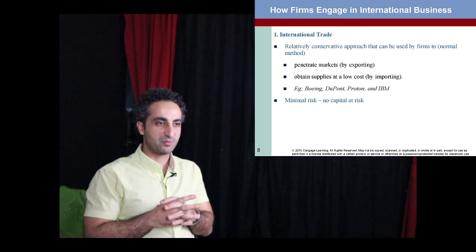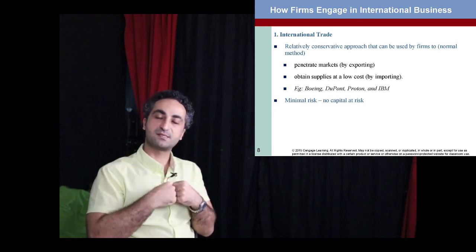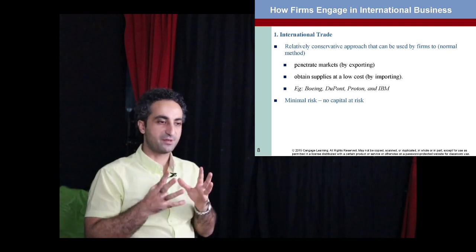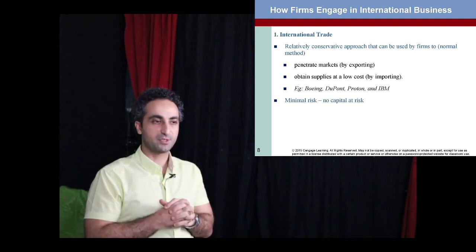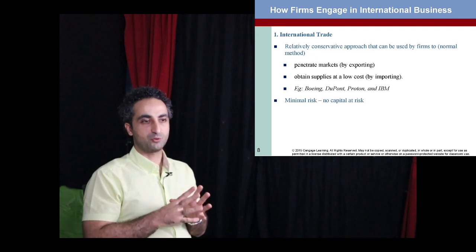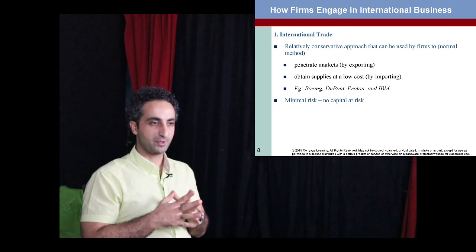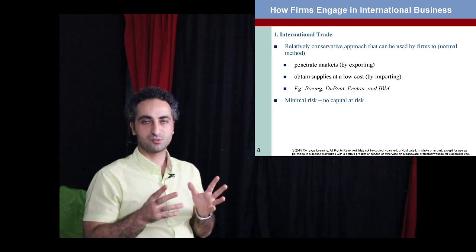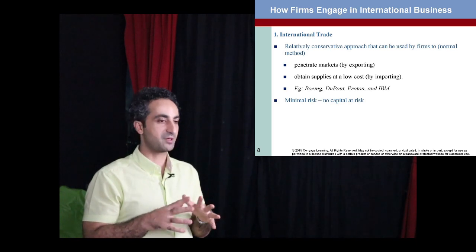You can basically penetrate markets by exporting and obtain supplies at lower cost through importing. So you need raw materials, they're expensive here, maybe you import them from some other country. For example, Boeing, DuPont, Proton, IBM, all of these companies do this. So what's the risk here? Almost no risk, minimal risk, especially if you do it properly. There are ways to do it.